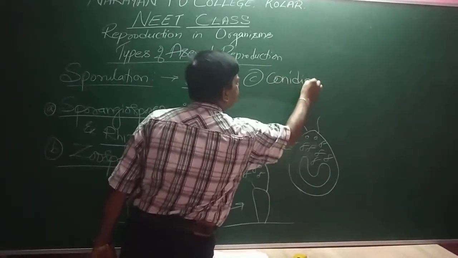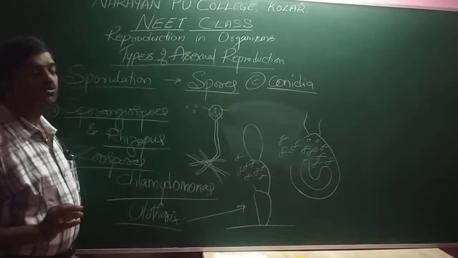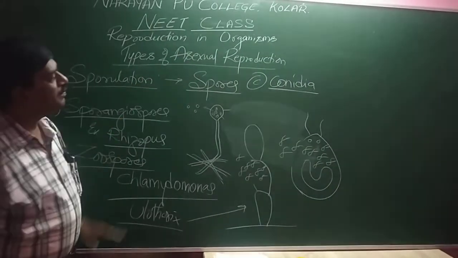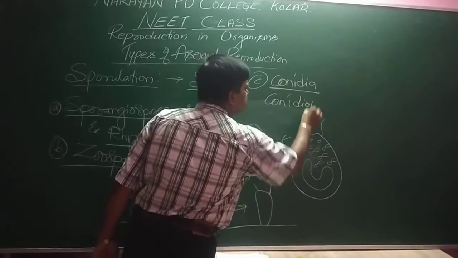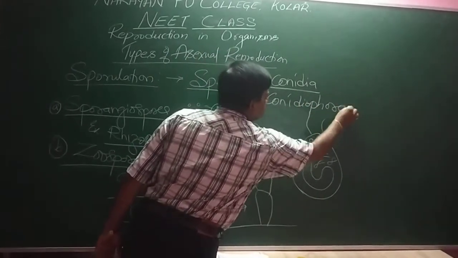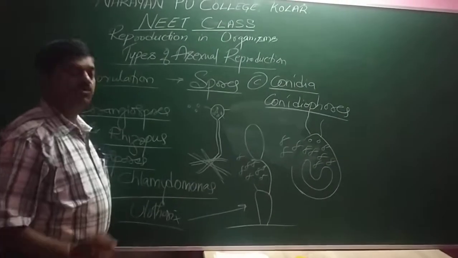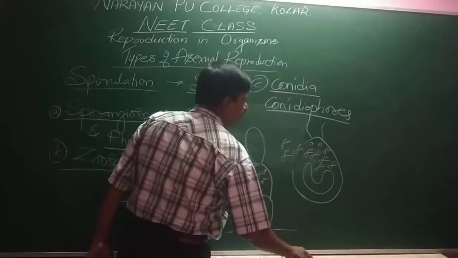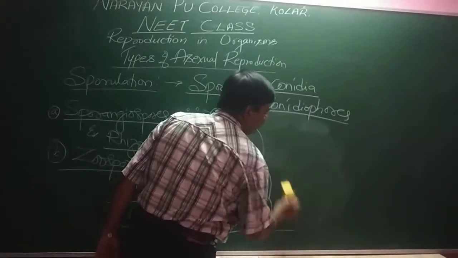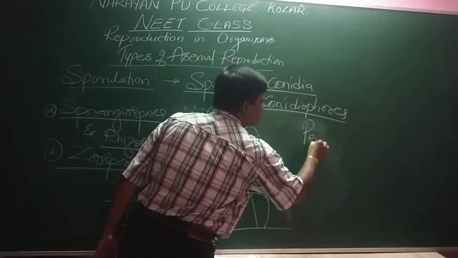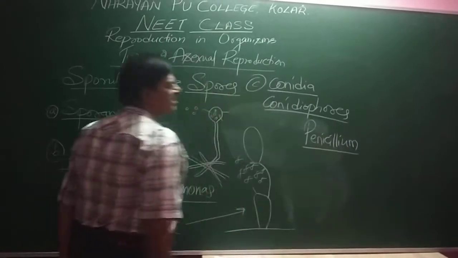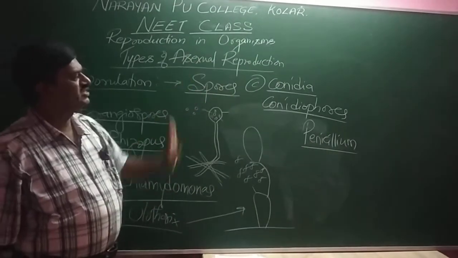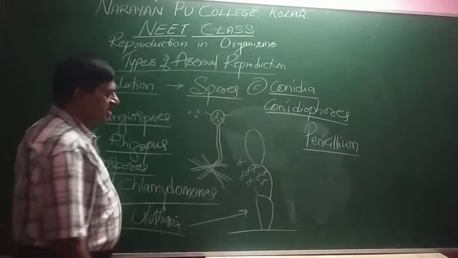Next, we'll go for the third one called conidia. The conidiophores produce conidia, and this can be noticed in a plant called Penicillium notatum, in which there is a formation of conidia.